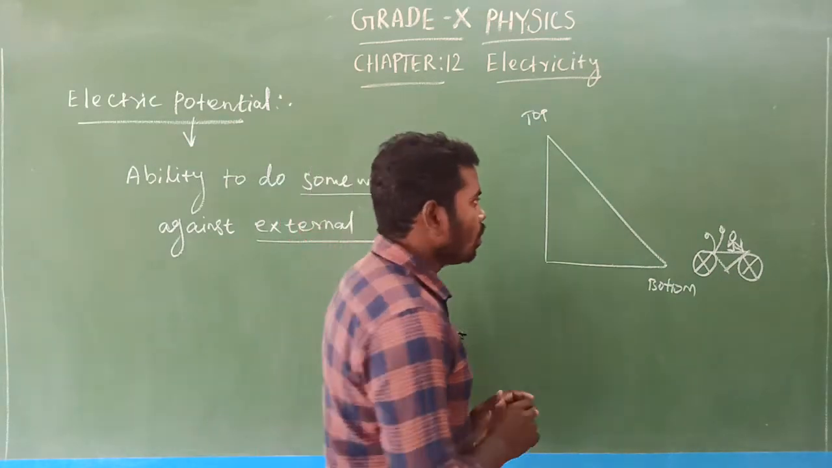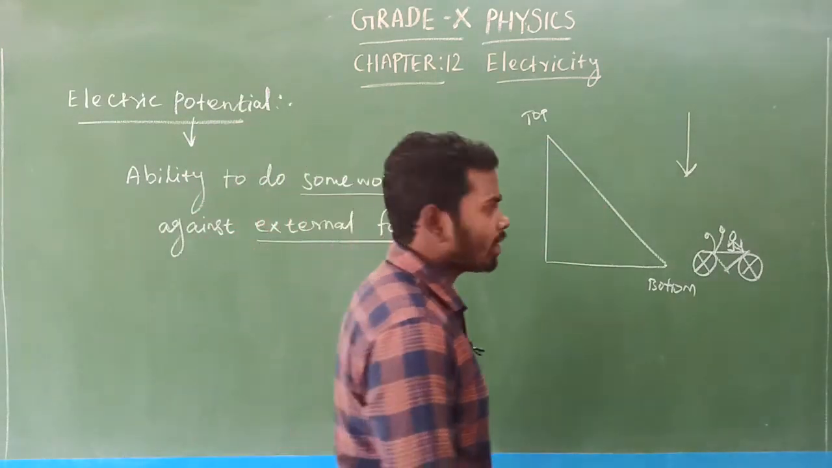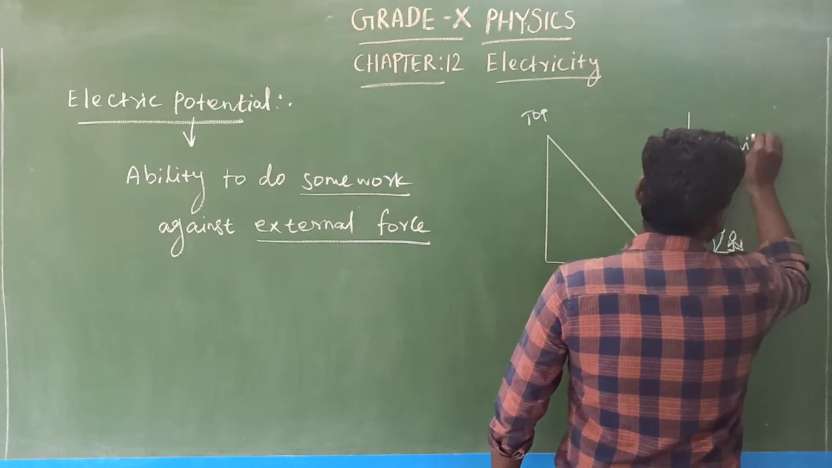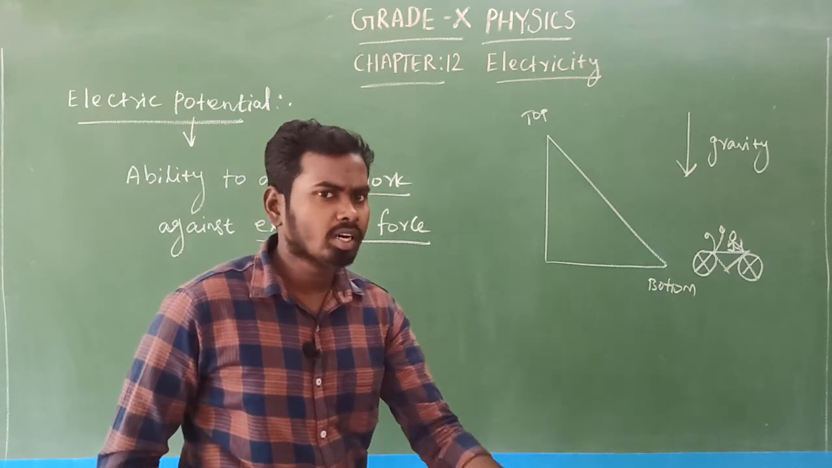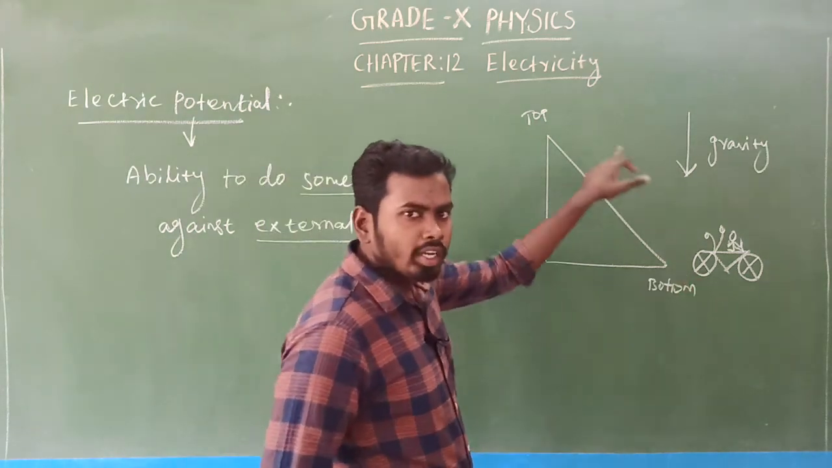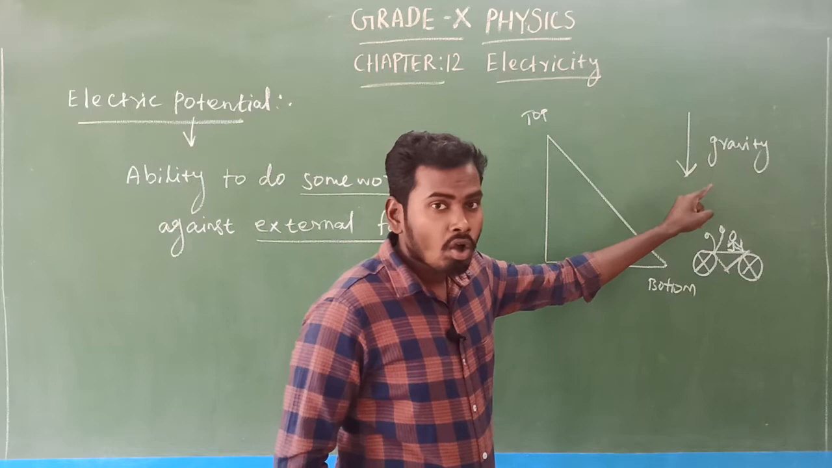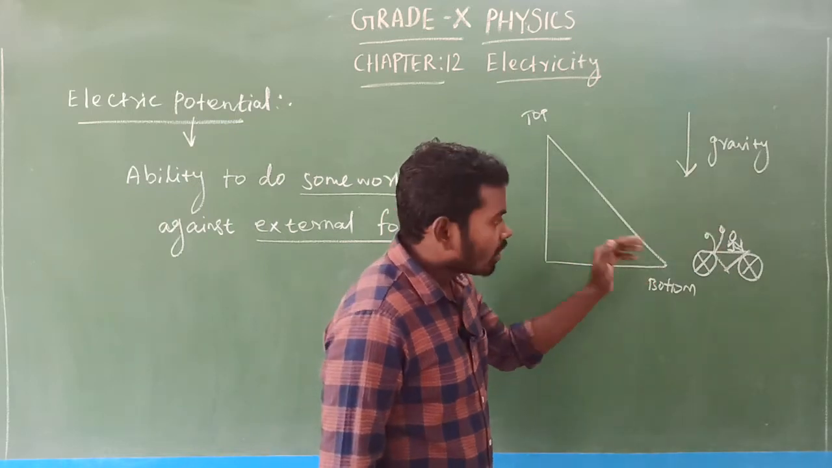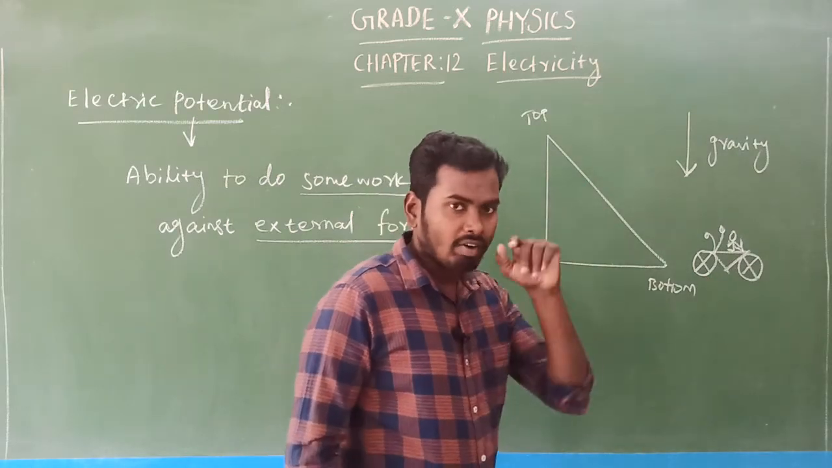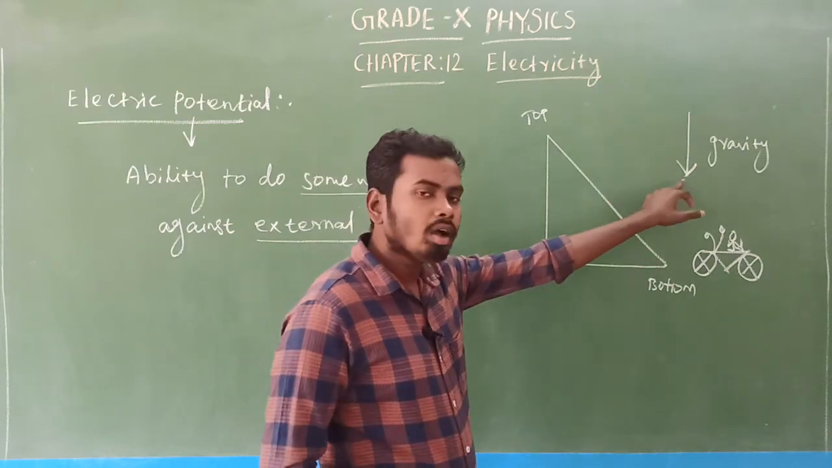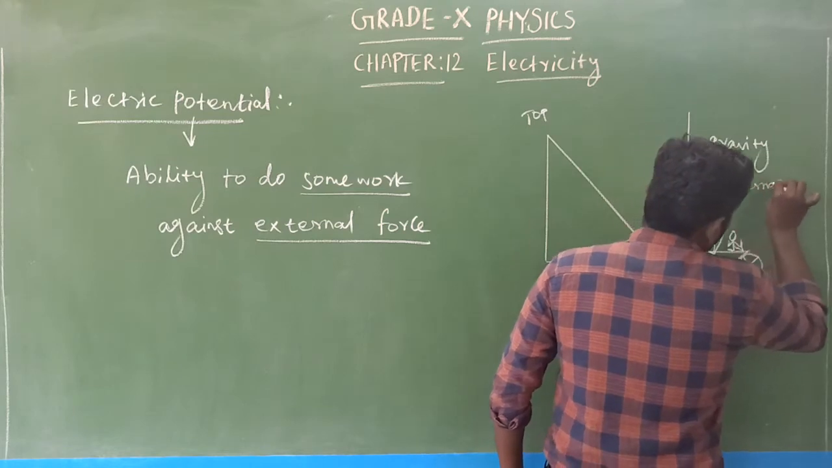Is it clear? Look at here. Naturally, gravity pulls all objects towards the earth, which means downwards. But you want to go to the top of the inclined plane against the force of gravity. When you are going up, gravity pulls you down. Here, what is the external force? Gravity is the external force.